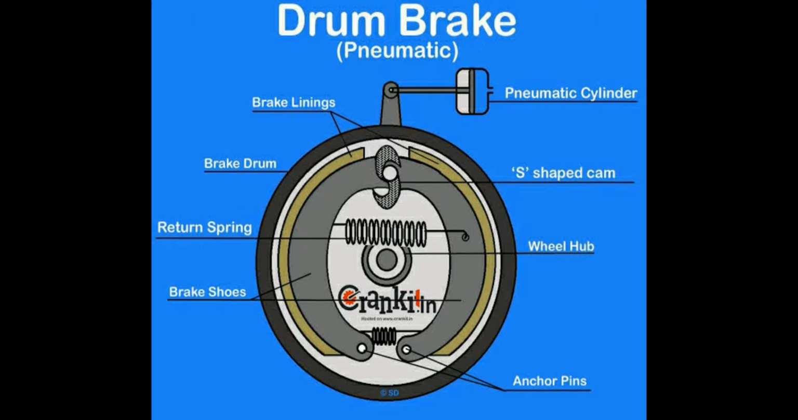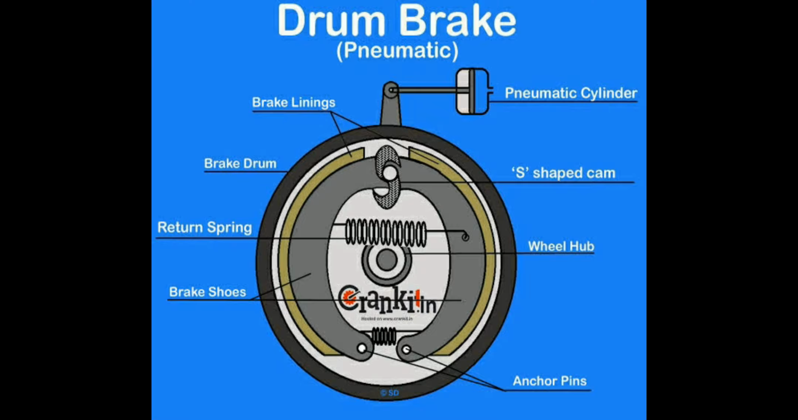In the drum brake, it is a pneumatic type brake. The brake is given by a pneumatic fluid. That means air brake is given. The brake lining means brake shoes. Brake shoes are fixed with the brake lining. It is a friction material.